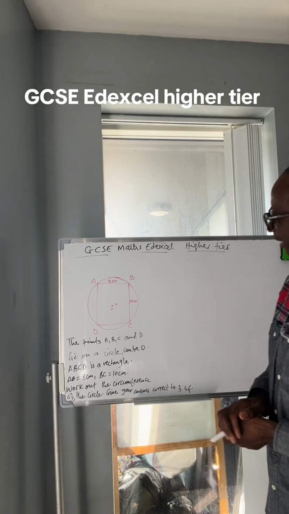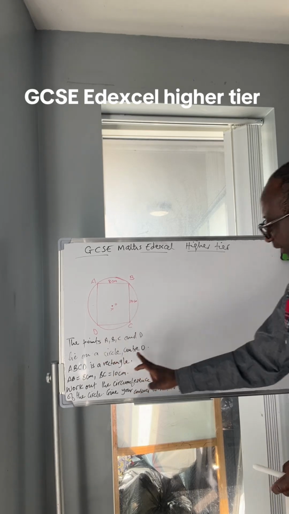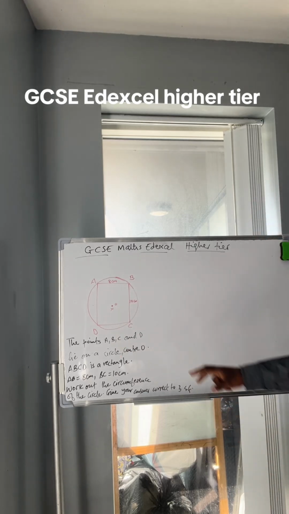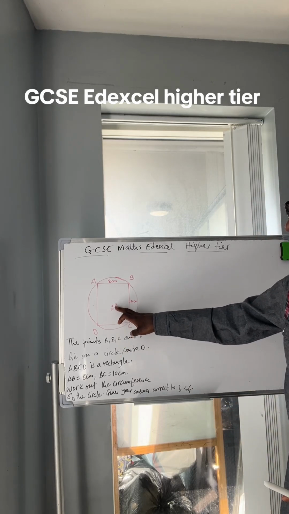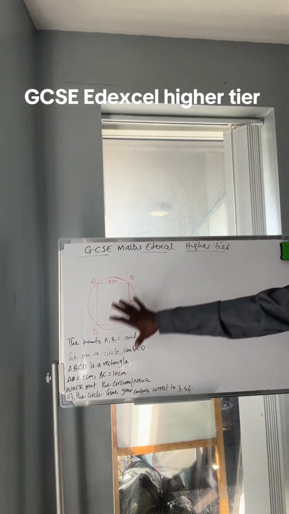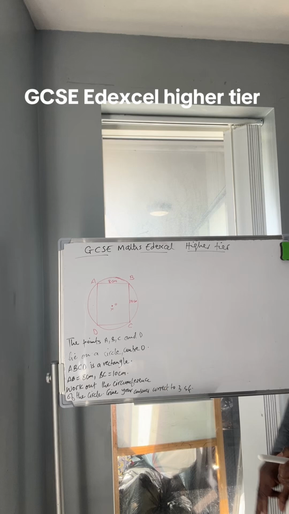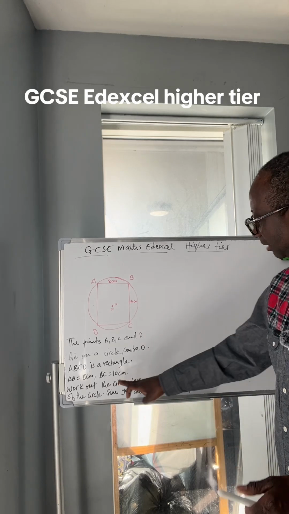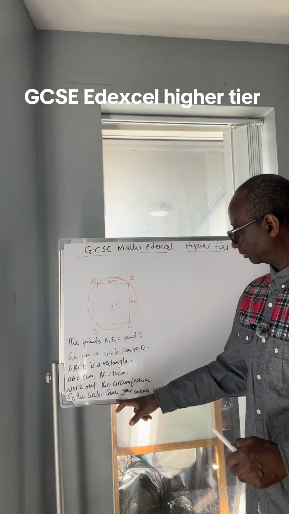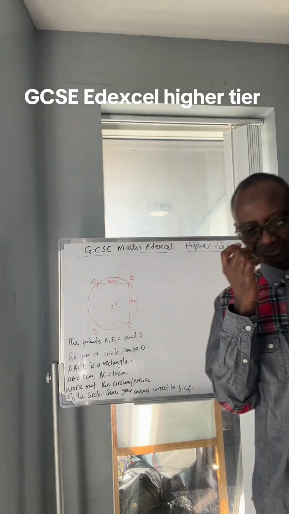As the problem reads, the points A, B, C, and D lie on a circle. Center O, this is the center of the circle, O here. And ABCD is a rectangle. AB is 8 centimeters, BC is 10 centimeters. Work out the circumference of the circle. Give your answer correct to 3 significant figures.